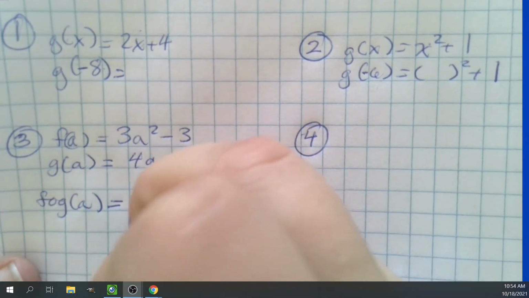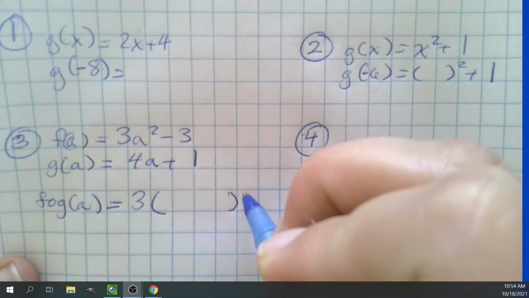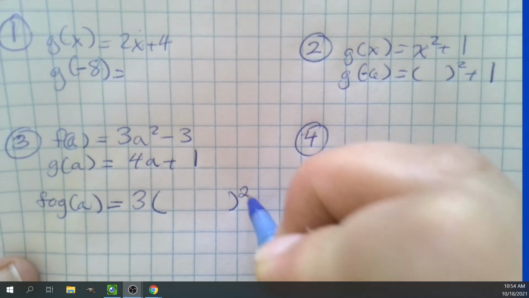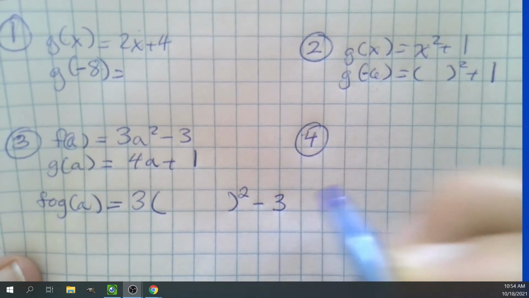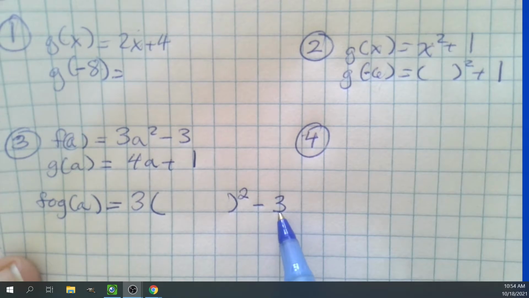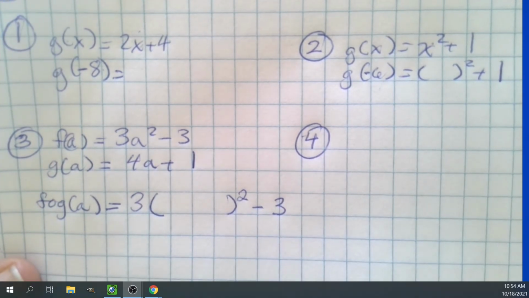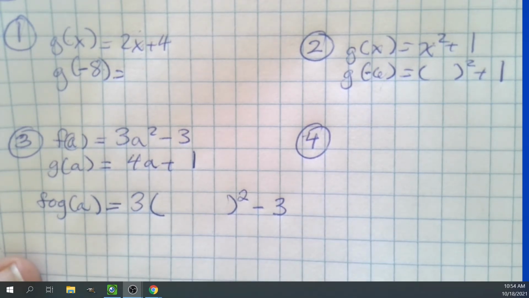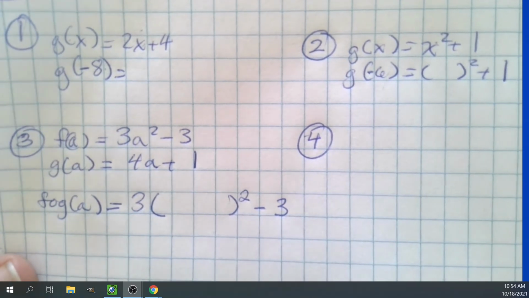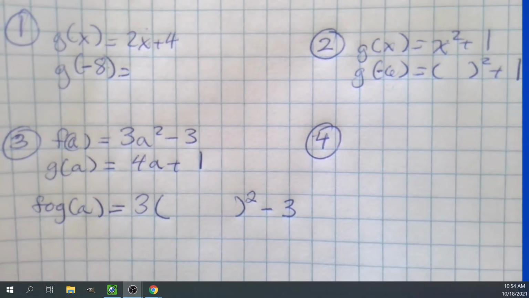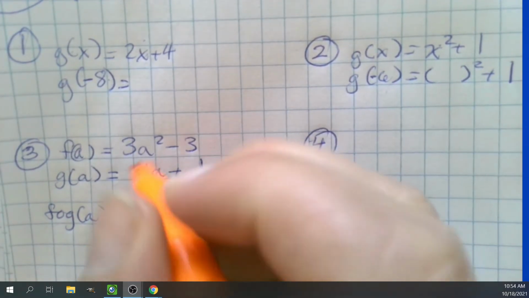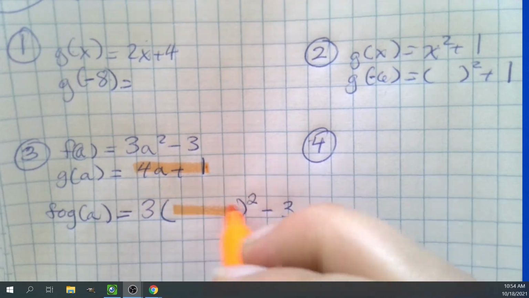We're going to put parentheses instead of the a. Don't forget the squared, it matters. Notice it is one line, one box high. What are we going to plug in instead of a? What is it going to become? 4a plus 1. We're going to put the 4a plus 1 right here.